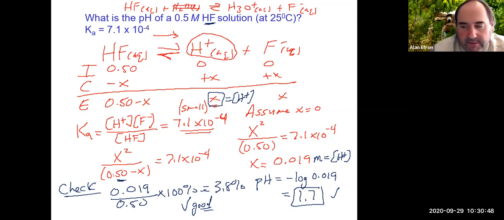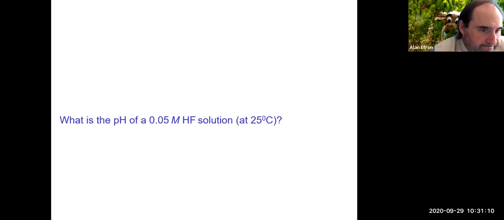Now, a reminder, as we talked about in the previous chapters, you do want to always make sure that you check your assumption, because not in all cases will the assumption be good. So again, you may have to, just like in the previous chapter, go back and figure out another way to solve it, like the quadratic. So for example, if we took the identical problem and we just changed the concentration to 0.05, and we won't work it out 100% of the way, just to remind you about that.